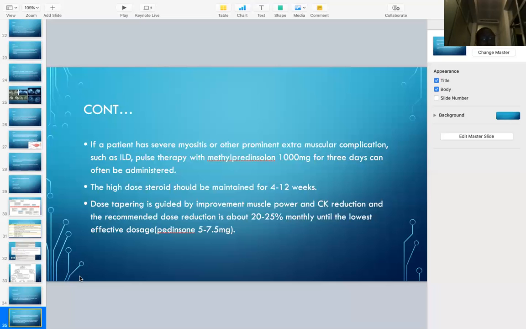High dose steroids should be maintained for a minimum of 4 weeks up to a maximum of 12 weeks, and subsequent tapering can be considered. The tapering dosing is guided by the muscle power and also CK. Other investigation modalities are not usually used for assessment of the patients. Dose reduction is about 25% monthly until the last effective dosage. Within 6 months, you have to come down to this dose and be able to wean off from steroids, and the steroid-sparing immunosuppressant agent has to be continued.